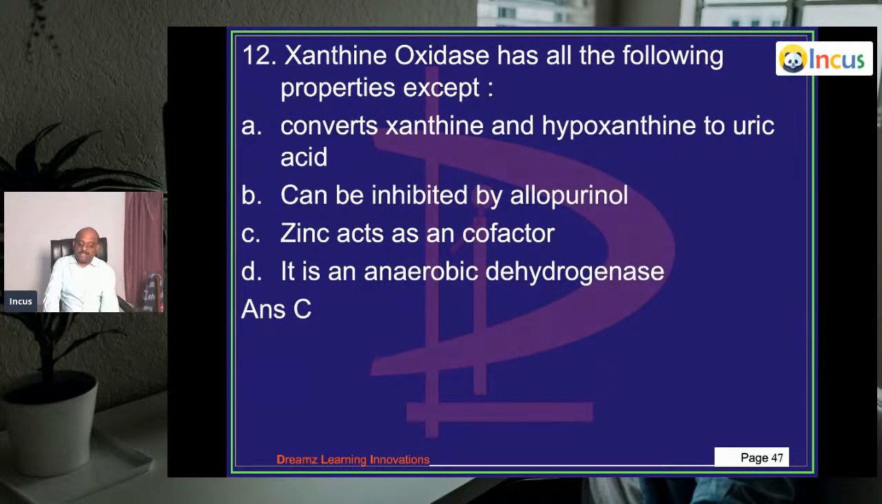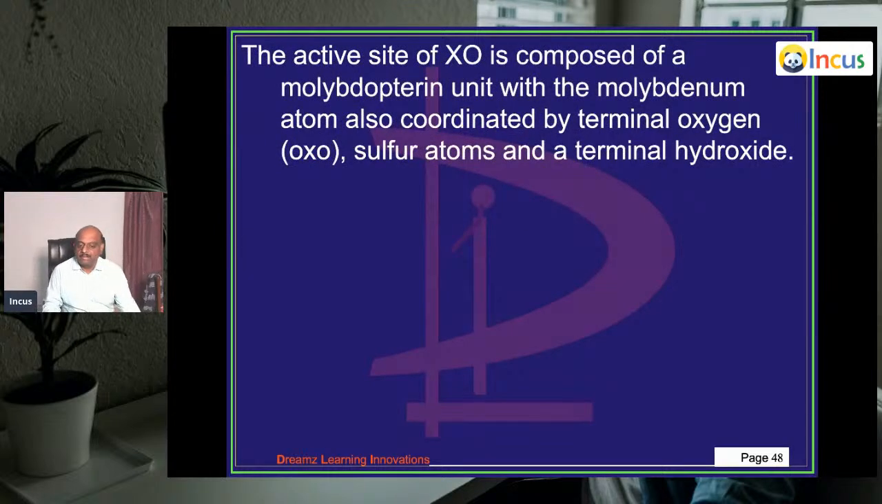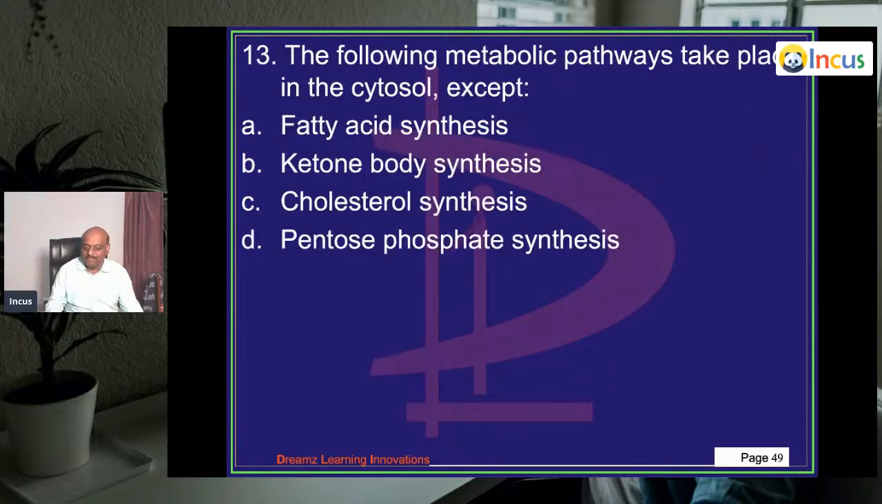Xanthin oxidase. It can be inhibited by allopurinol. It converts xanthin to isoxanthin and it is a anaerobic dehydrogenase. It is the molybdenum which is considered the cofactor, not the zinc.